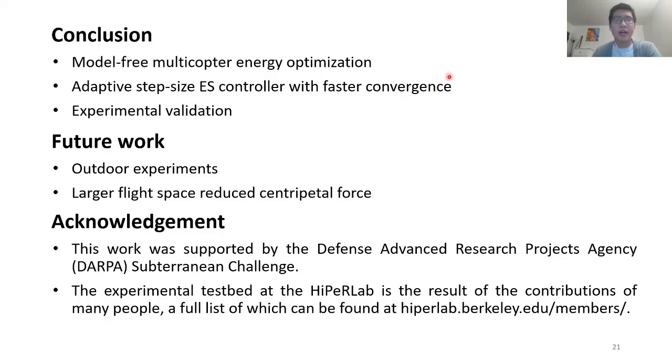The proposed method can mitigate the common problem of limited flight range of multicopters and thus improve their autonomy. Based on a novel multivariable extremum seeking controller with adaptive step size, it can achieve faster convergence compared to the standard extremum seeking controller. Through indoor experiments, we validated the effectiveness of the proposed method under different payloads, and it converged about 30% faster compared to the standard method.